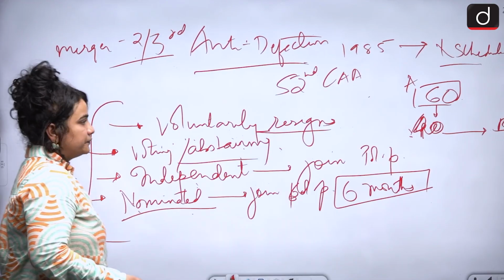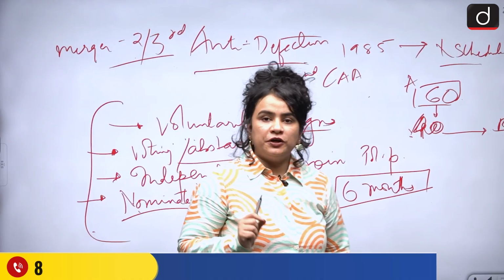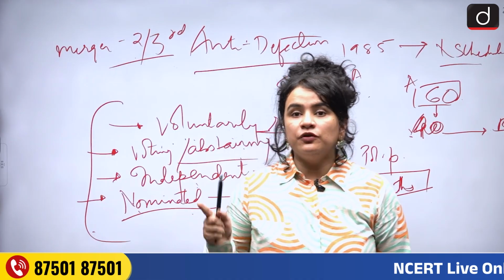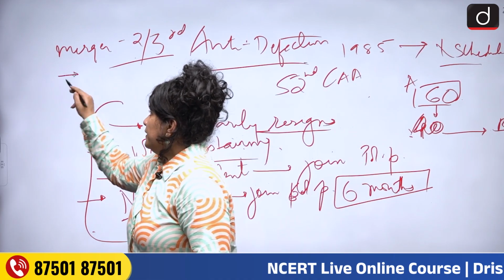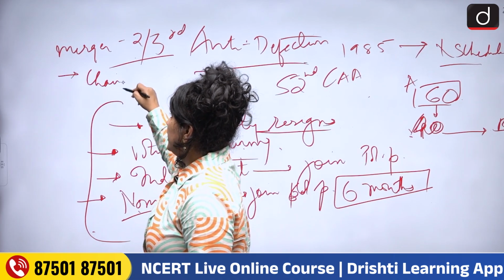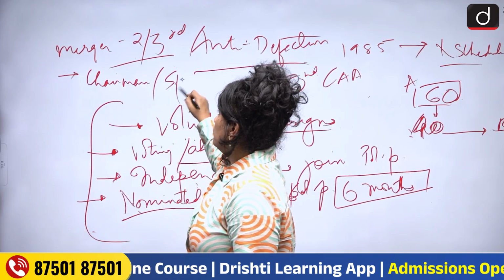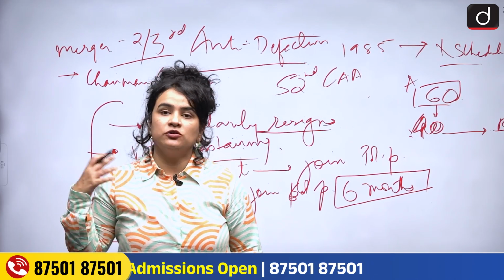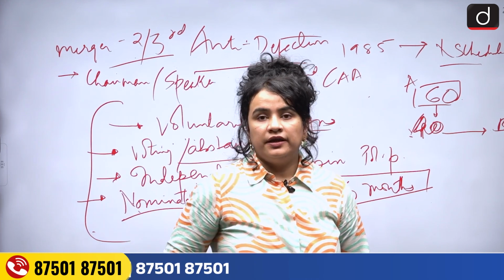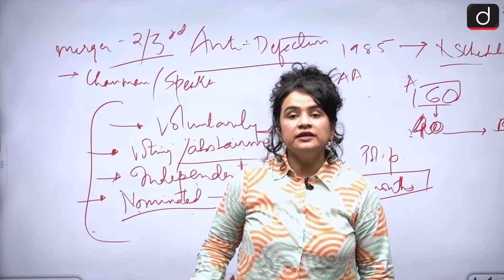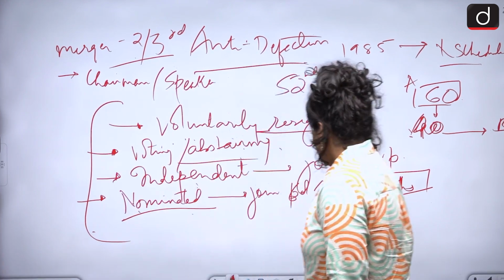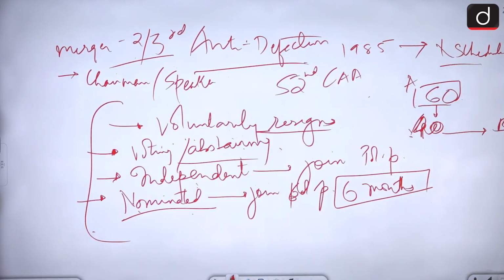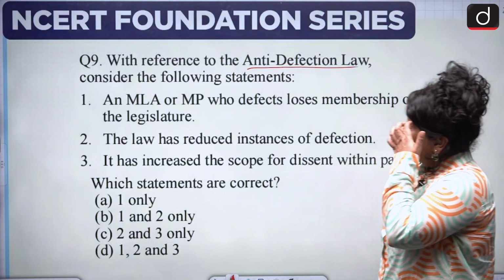And also, if a member of the political party was to resign from the party because they became the chairman or the speaker of either the Lok Sabha or the Rajya Sabha or the State Legislative Assembly or the State Legislative Council, then this would not be considered a defection. So, based on this information, let's try to attempt the question that is given.